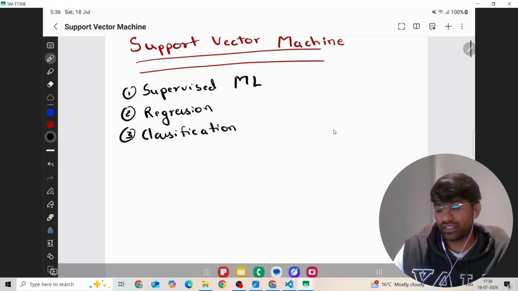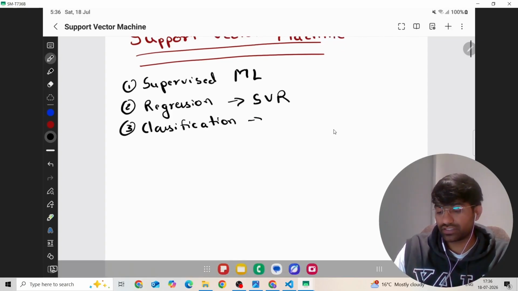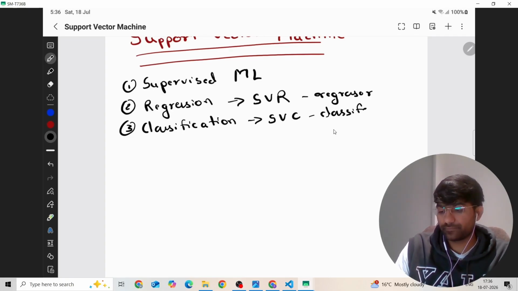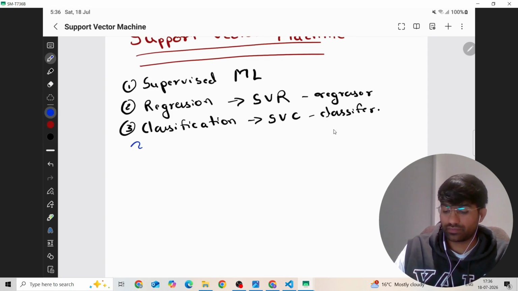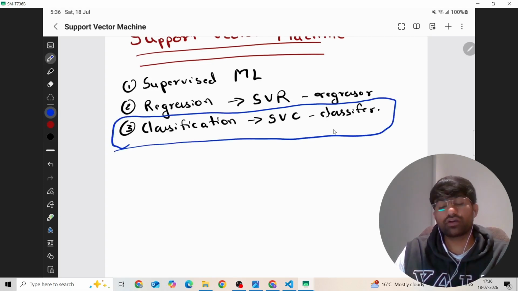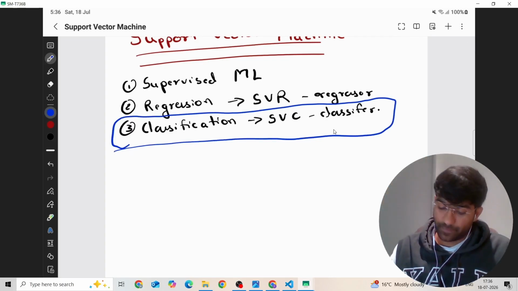For regression, it is known as SVR, support vector regressor. And for classification, it is known as SVC, support vector classifier. Support vector machine is mainly used for classification. It is preferred for classification tasks, not much for regression tasks.